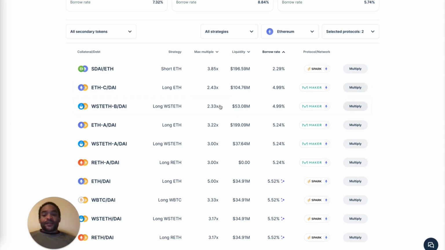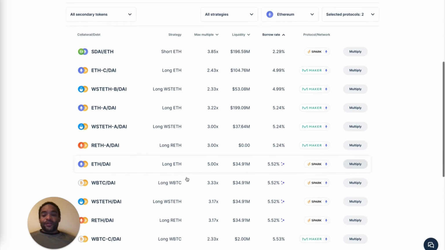So let's use an example here. Let's use maybe Spark. And one other thing to note is that some of these borrow rates, you really should be cognizant of how the borrow rate is derived, because in some cases, for example with Spark, you'll be earning an APY for depositing a collateral asset, and you'll also be having an interest rate or a borrow rate for the borrowed asset.